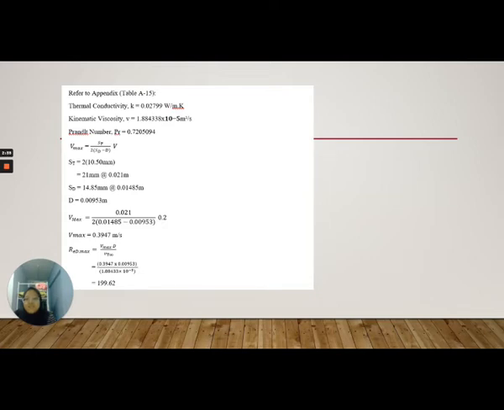The diameter of the cylindrical rod is 0.009593 meter. We put all the values inside the formula, and then we obtain the maximum velocity as 0.3947 meter per second. After that, we will calculate the Reynolds number. The Reynolds number calculated was 199.62.